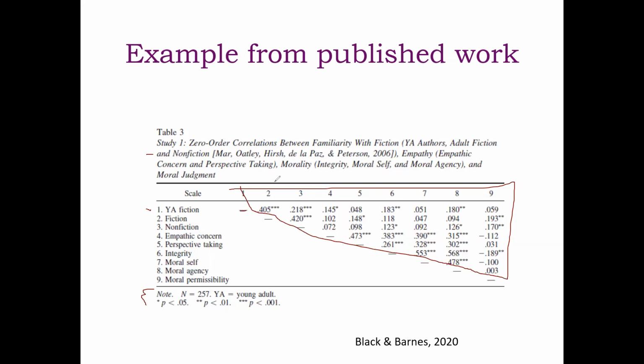But then 2 would be fiction, right? 3 is nonfiction, 4 is empathic concern. And it's usually reported in the upper triangle like this, but you could also have it in the lower triangle, right? So for example, the correlation between empathic concern and moral self, well, we have to go over here to 7. It's right here, 0.390, all right?